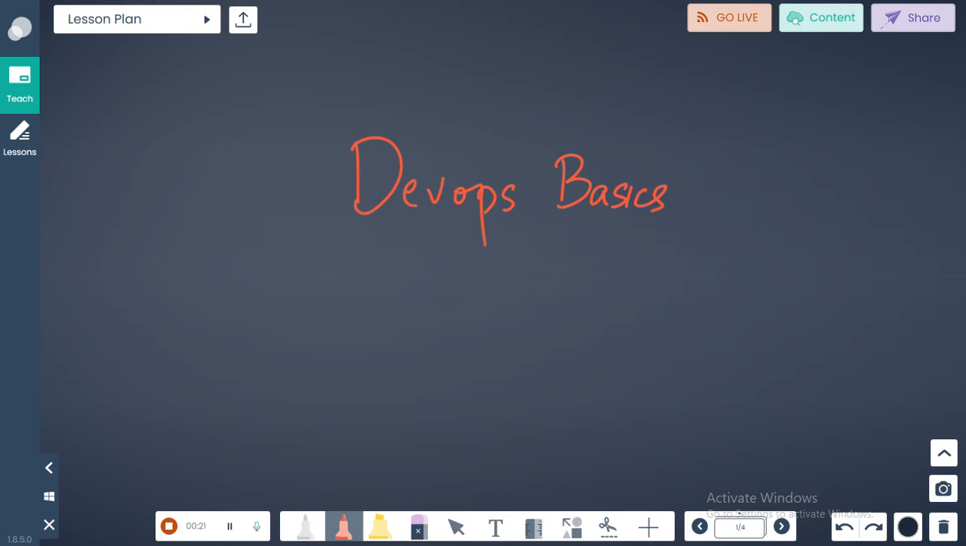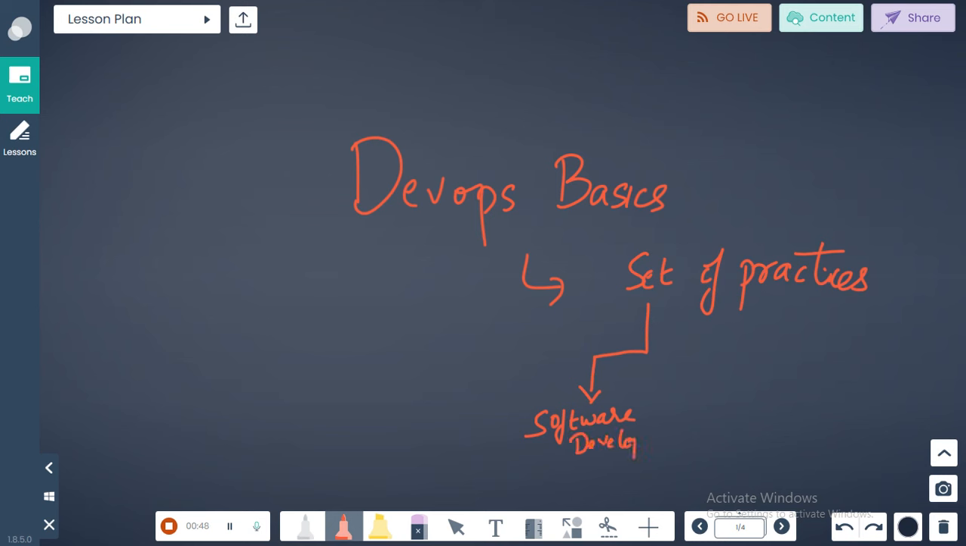So let's understand what is DevOps. I'm going to say that it's a set of practices that combines software development and IT operations. That is called ops, and that is called dev. So that is the basic definition of DevOps.